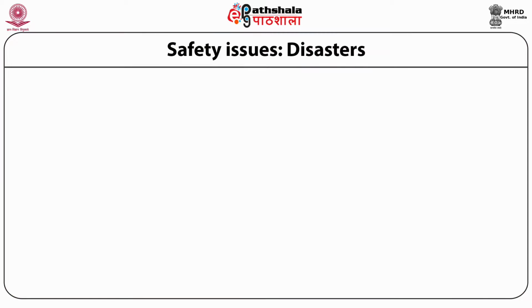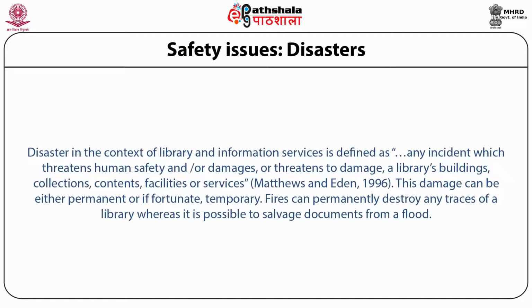Safety issues. Disaster, in the context of library and information services, is defined as any incident which threatens human safety and/or damages or threatens to damage a library's buildings, collections, contents, facilities or services, by Matthews and Eden, 1996.